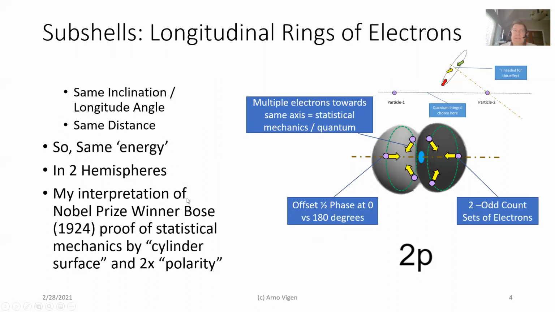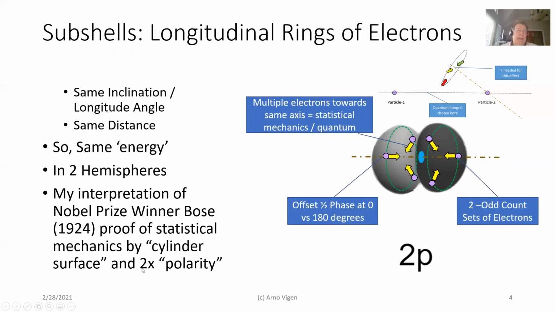Now, I go a step further, and I say that this set is my interpretation of the Nobel Prize winner Bose's 1924 paper that was a proof of statistical methods. And in that paper, he used 2 words that caught my eye. One is a cylinder surface. Well, a cylinder surface looks like a longitudinal ring. It stays a certain distance axial away from this nucleostatic axis of the nucleus.